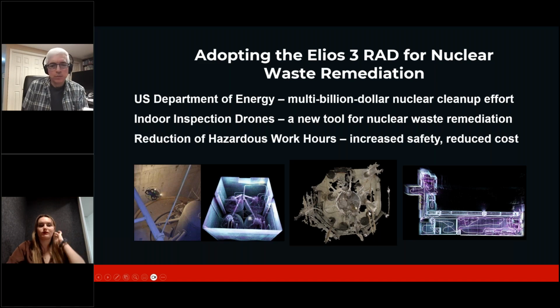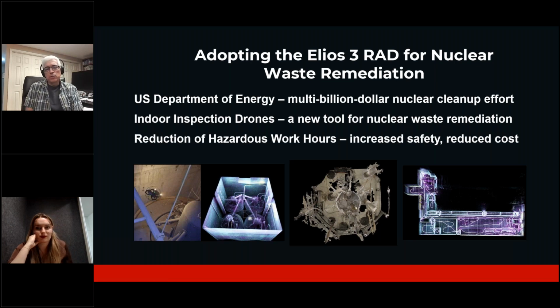Further, moving to your right, there's actually a photogrammetry image. This was when we were looking at Elios 2 before the Elios 3 was released. So we thought we would be building our map using photogrammetry.